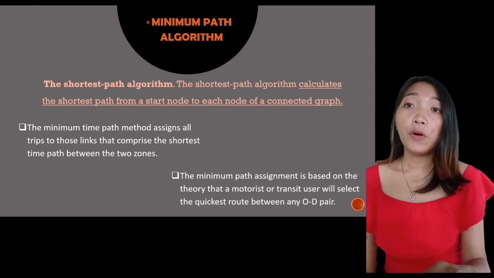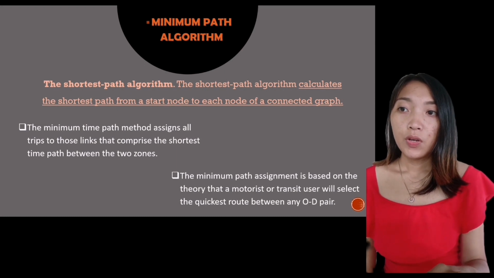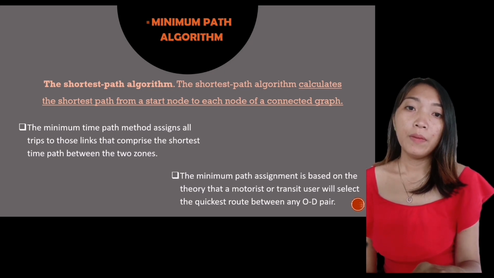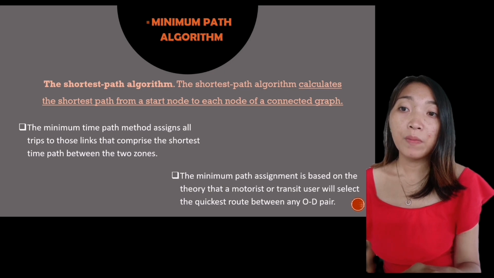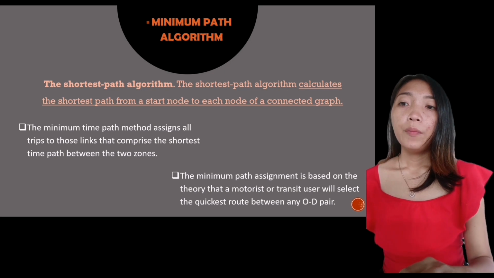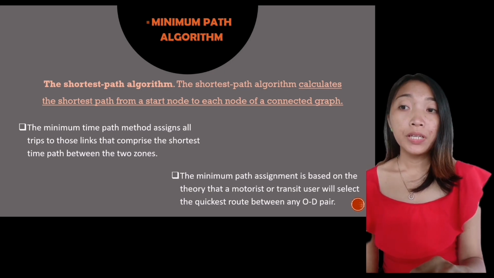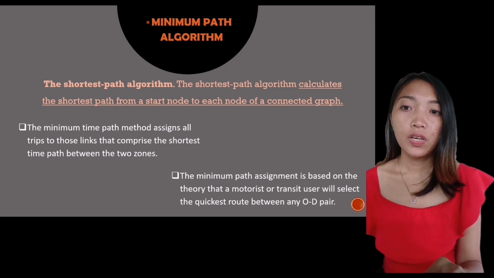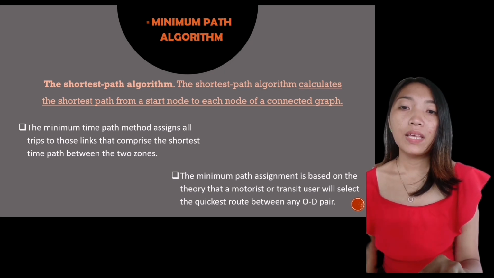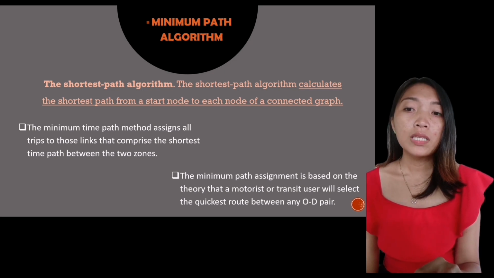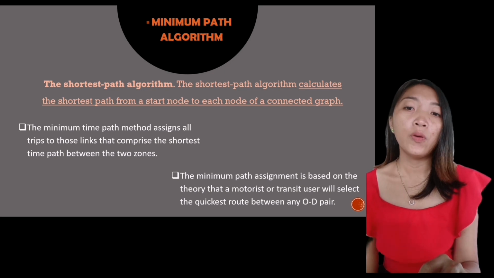Okay, now let's move on to the minimum path algorithm. Kaning minimum path algorithm, this is the shortest path algorithm. The shortest path algorithm calculates the shortest path from the start node to each node of a connected graph. The minimum time path method assigns all trips to those links that comprise the shortest time path between the two zones. The minimum path assignment is based on the theory that a motorist or a transit user will select the quickest route between any O to D pair.